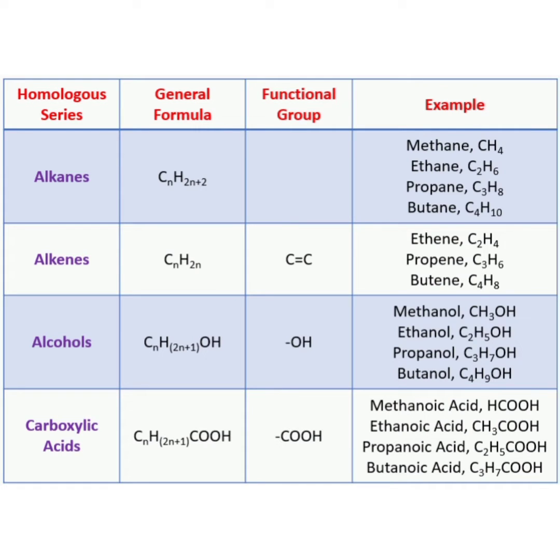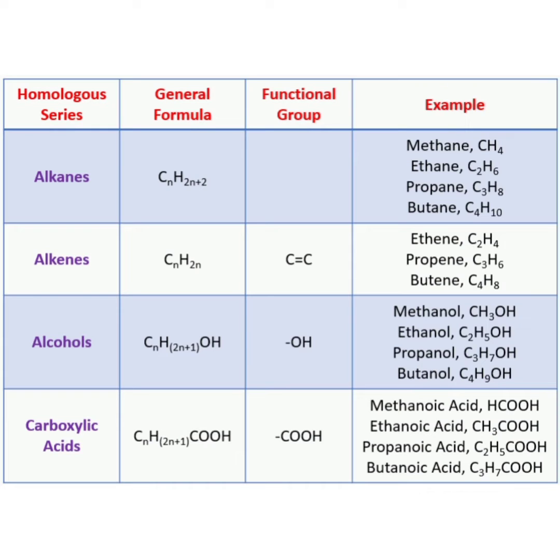First one, alkanes. Examples for alkanes are methane, ethane, propane and butane. Then next, let us go to alkenes. Here examples are ethene, propene, butene. Then next, alcohols. Examples for alcohols are methanol, ethanol, propanol and butanol. Next is carboxylic acid. Examples are methanoic acid, ethanoic acid, propanoic acid and butanoic acid.